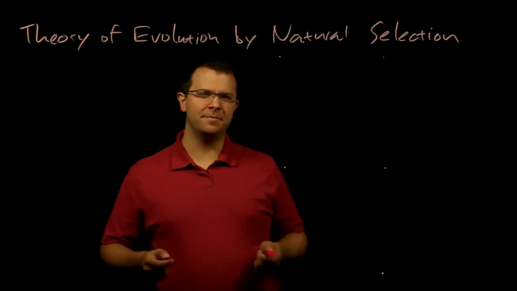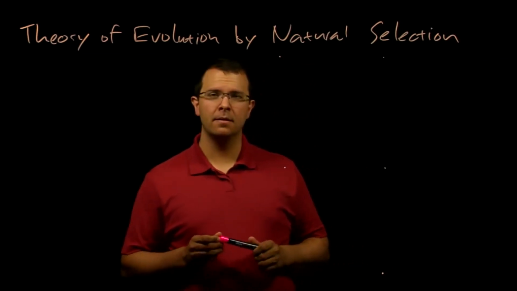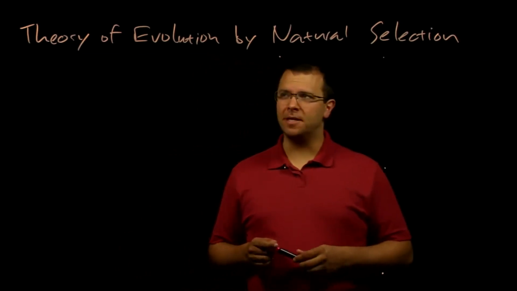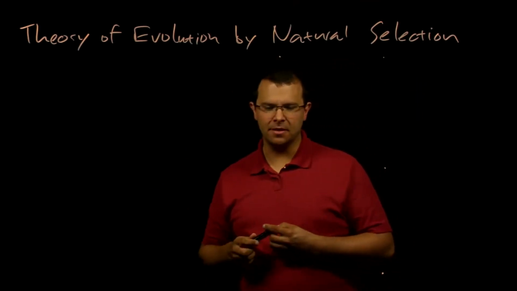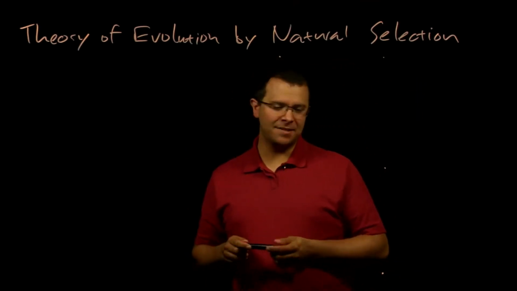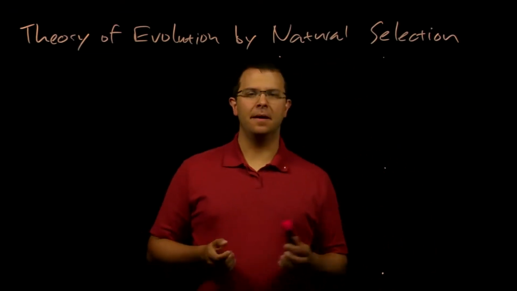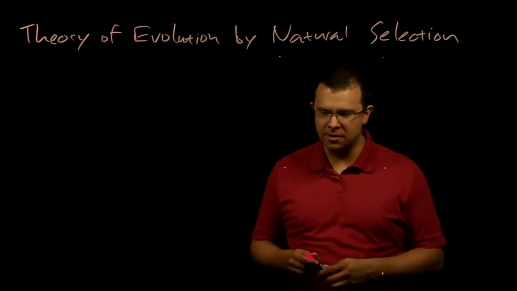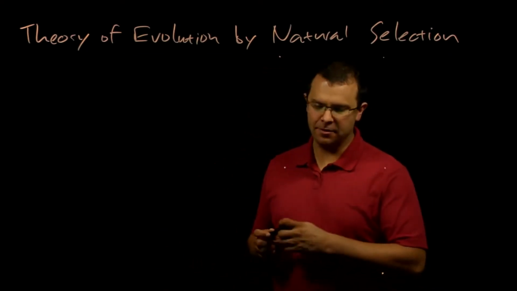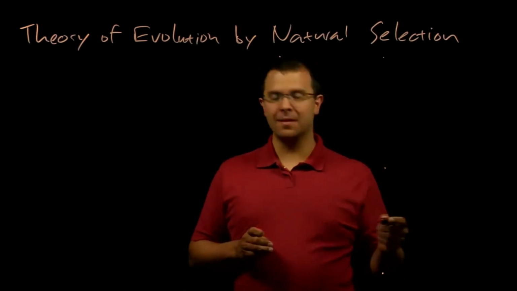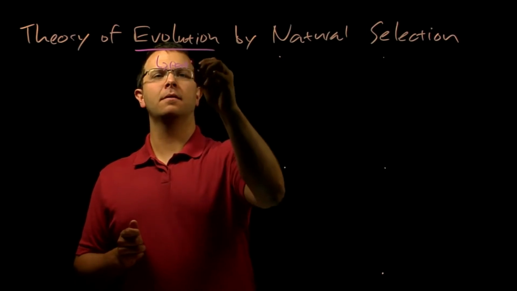Why are organisms the way that they are? And how did they get to be that way? A biologist's answer to that question is the theory of evolution by natural selection. And as with every theory, this theory has two components: a pattern observed in nature and a proposed mechanism that explains that pattern. And so the pattern here is actually the evolution part.